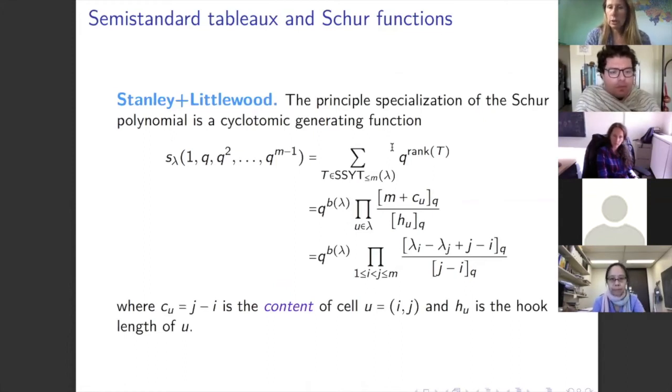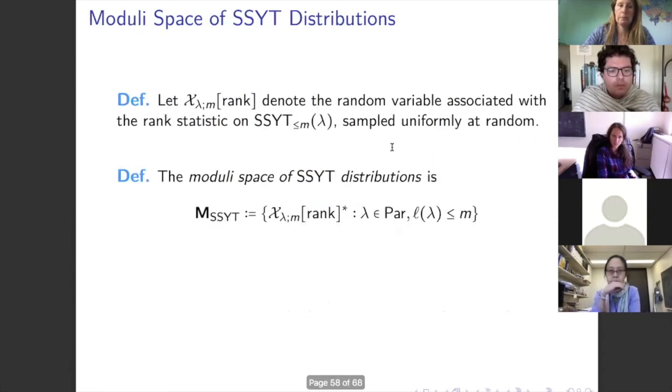And there's a little bit of notation I should define there. C sub u is the content of a cell. So if a cell is in matrix coordinates i, j, the content is just j minus i. And H sub u is again the exact same hook length formula. You need that for Stanley's version of it. But we have these two versions and we actually use both of them to get various information about the polynomials because we get different formulas for the cumulants this way.